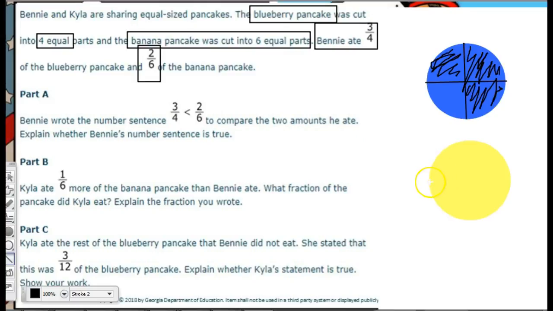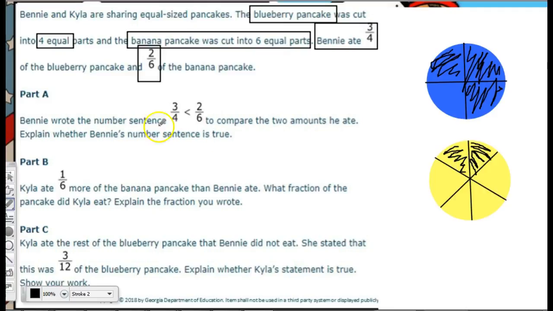And now my banana pancake needs to be in 6 equal parts. So let's see, if I have 2 parts this way, now I need to divide each of those halves into 3s. So if I do that and that, I get pretty good pieces there. They're not exactly equal, but we'll pretend they are. But I have 6 of them: 1, 2, 3, 4, 5, 6. And he ate 2/6 of those. So let's shade in 2 of the banana pieces.